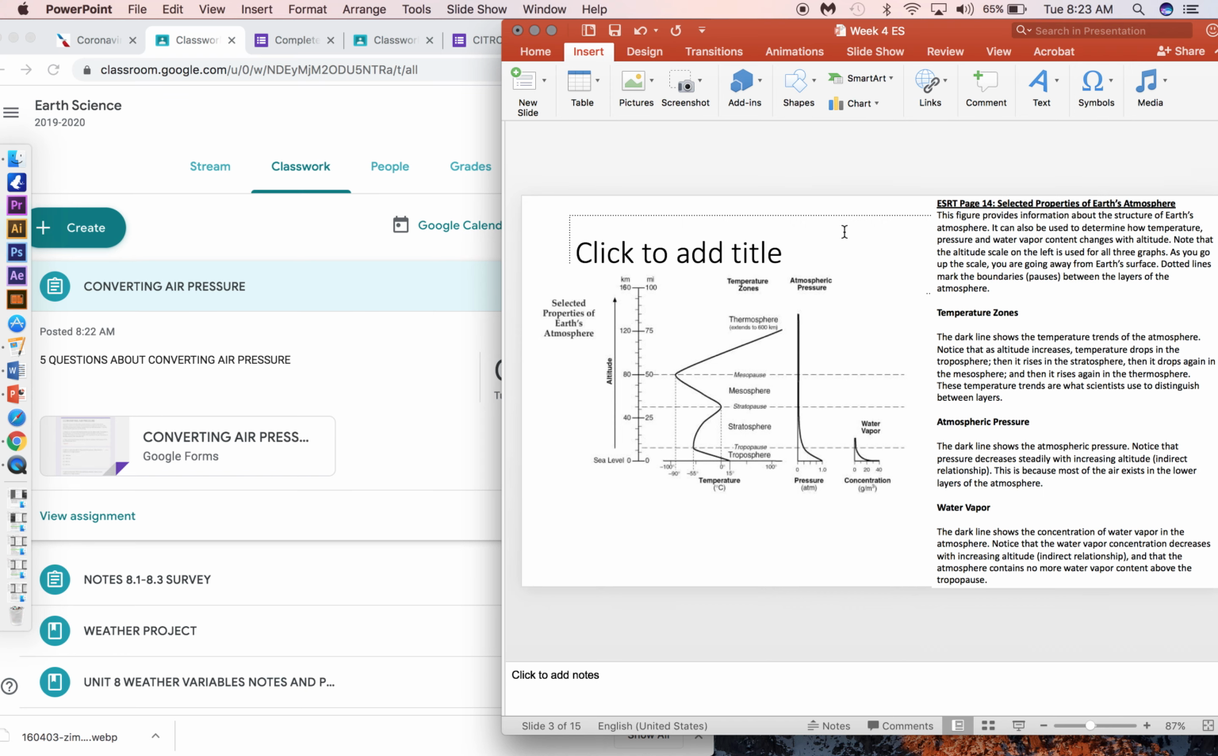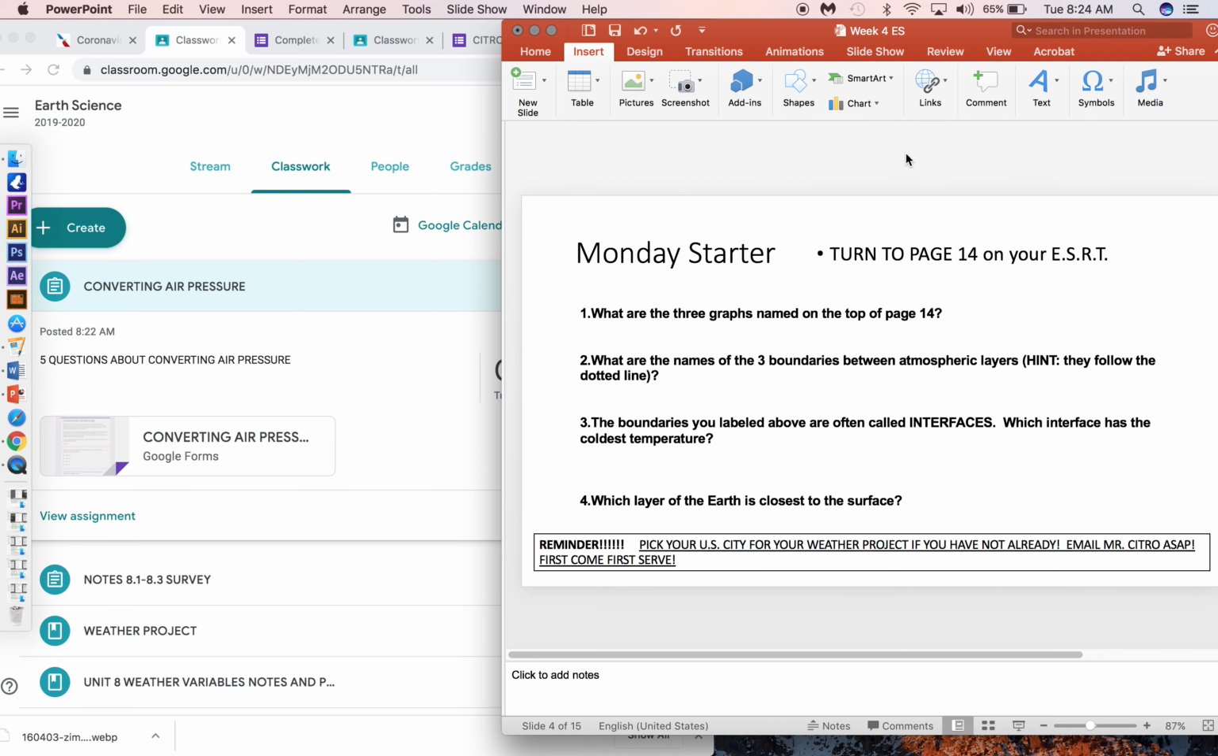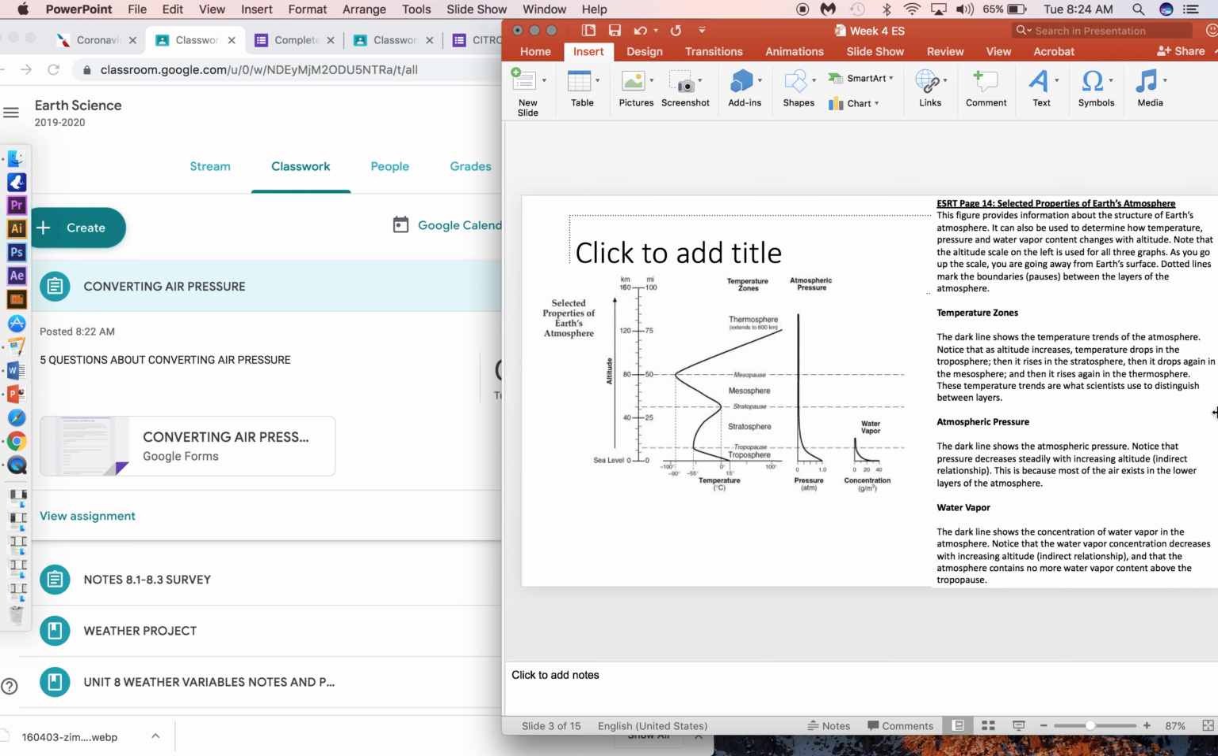So page 14, this is what it looks like. Here's the information on it. What are the three graphs named on the top of the page? Well, if we take a look here, here's the three graphs: temperature zones, atmospheric pressure, and water vapor. We're not going to play with bubbles right now, okay?